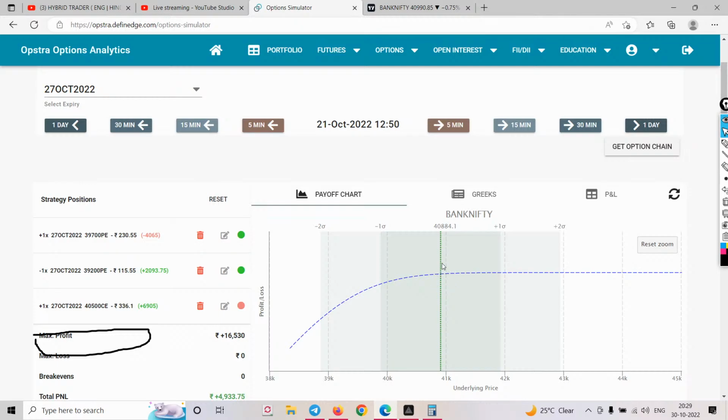Are you guys facing the same issue with Obstra? For 2 days I'm facing the same issue. Whenever we are doing some edits, this is going away. So boss, you got it, right?